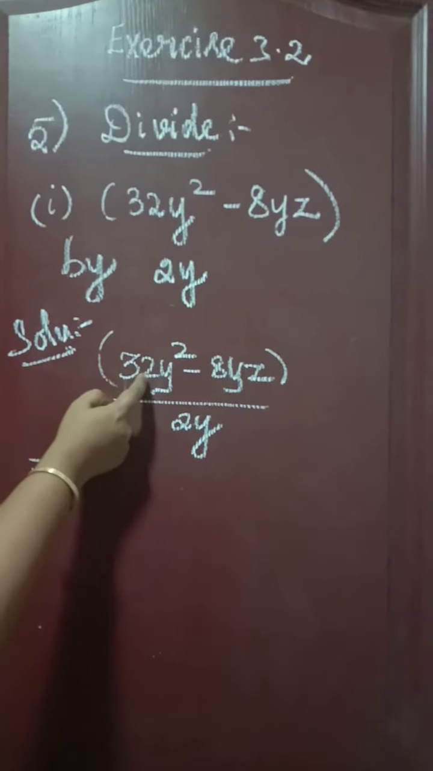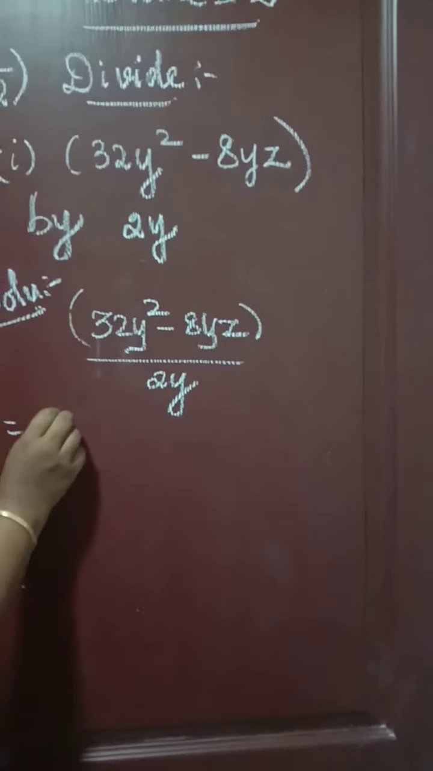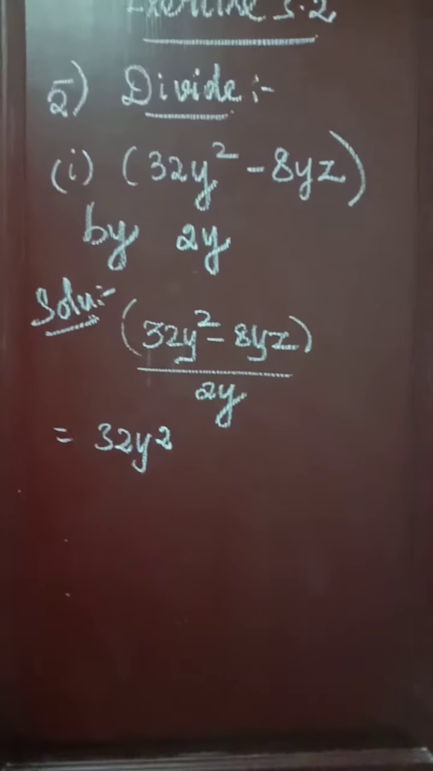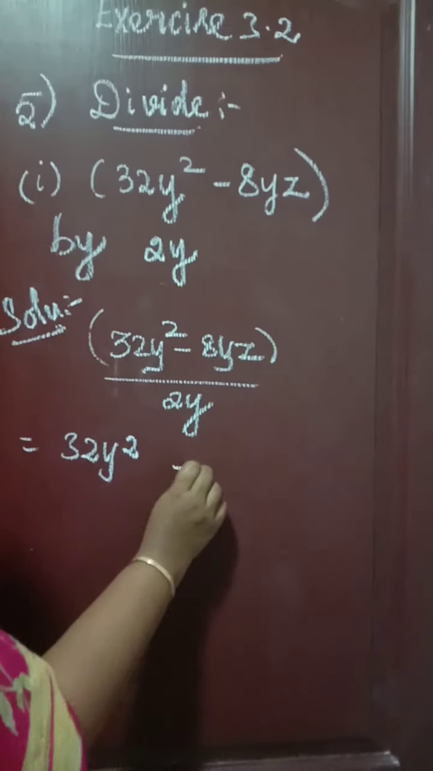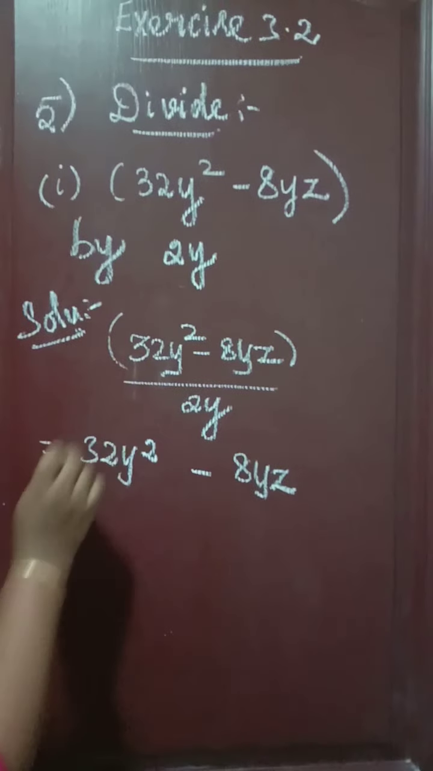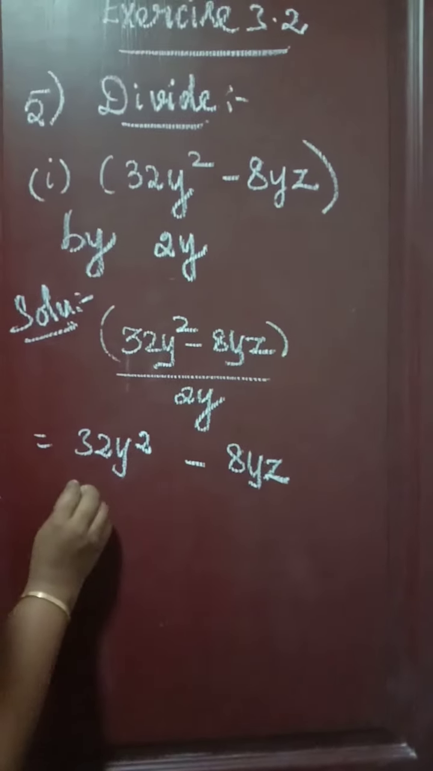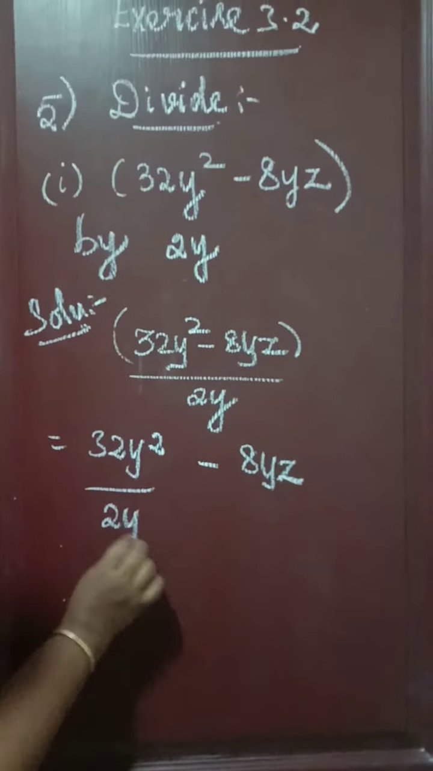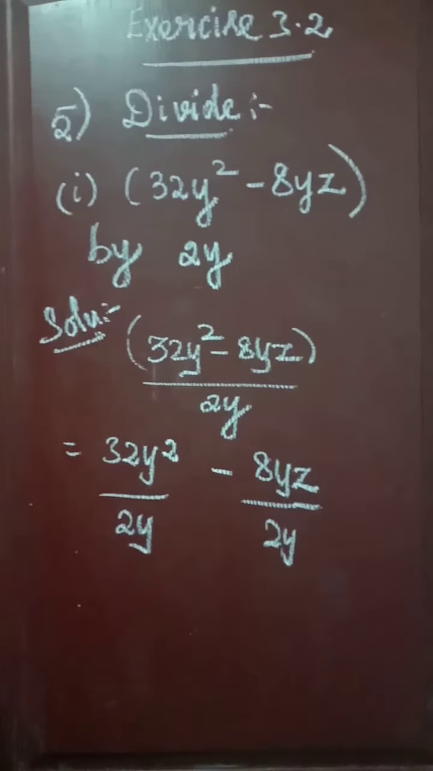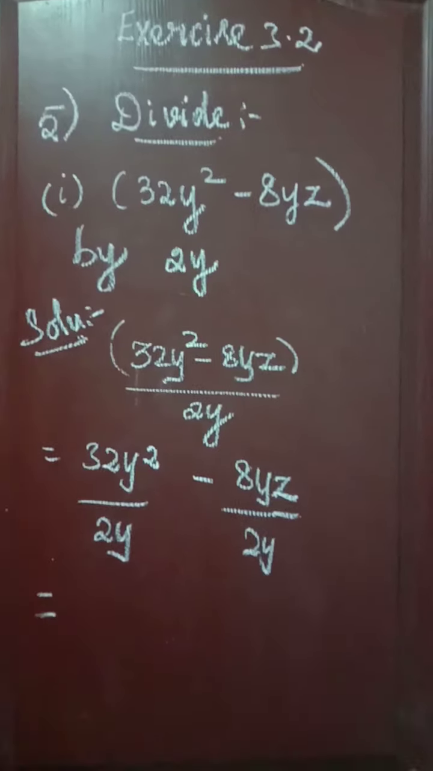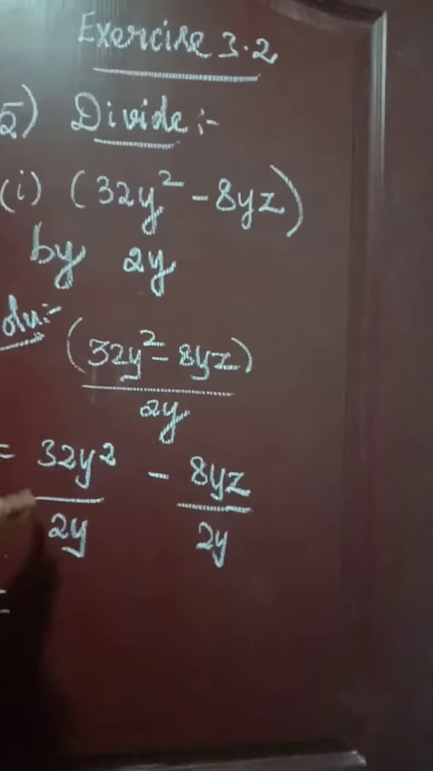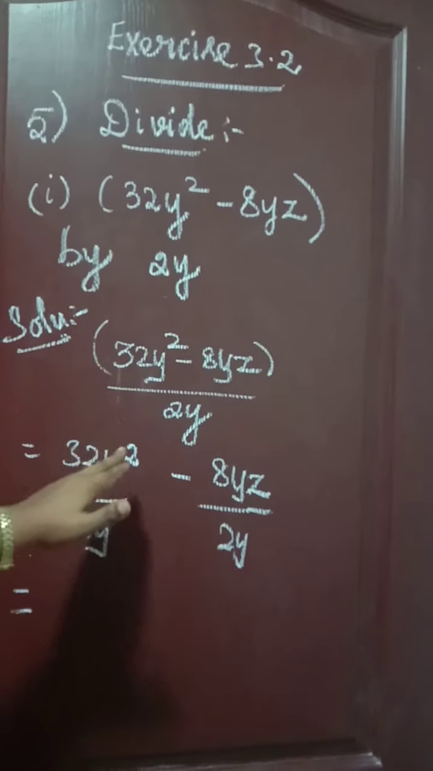So what is the first term of the bracket? Yes, 32y square. What is the second term of the bracket? Yes, minus 8yz. Each term you have to divide by 2y. This place you divide by 2y, next this place you divide by 2y. So this binomial changes into monomials, which you have seen in the last class.